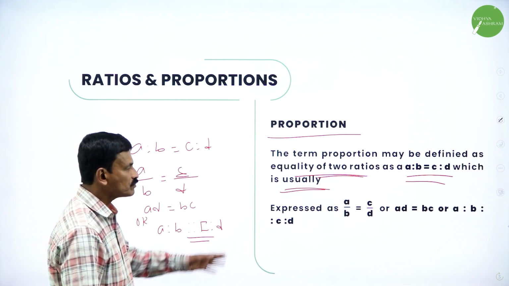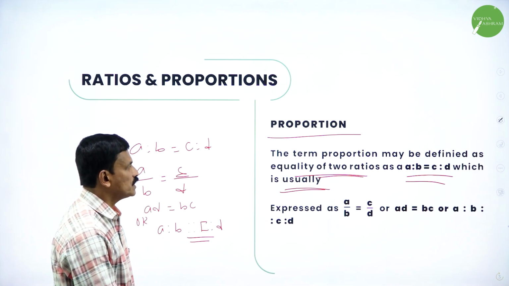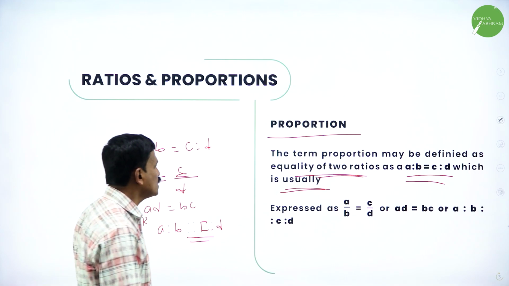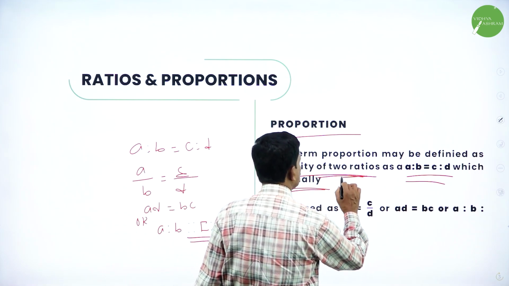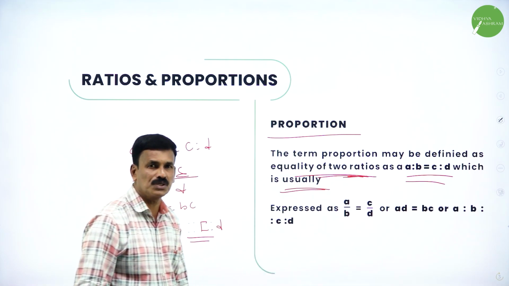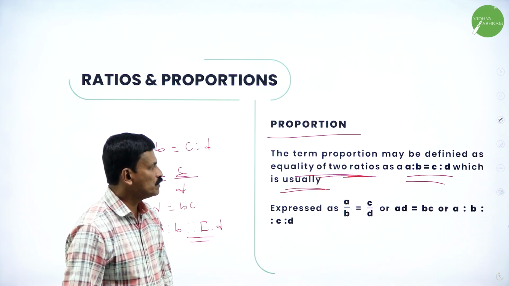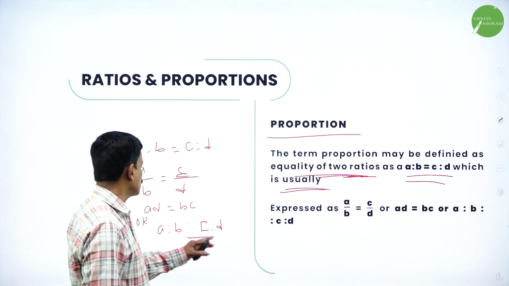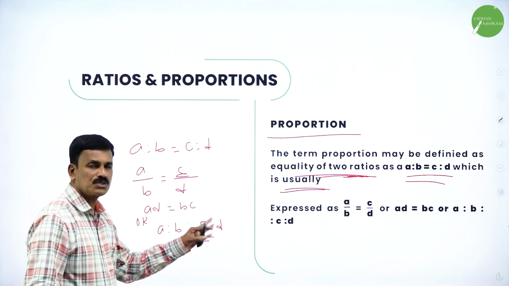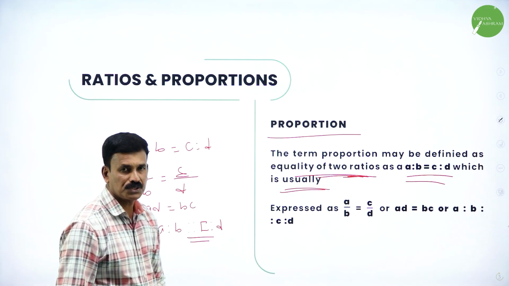So the term proportion may be defined as the equality of two ratios, that is A is to B is equal to C is to D, that is nothing but A is to B is to C is to D, called the proportion.